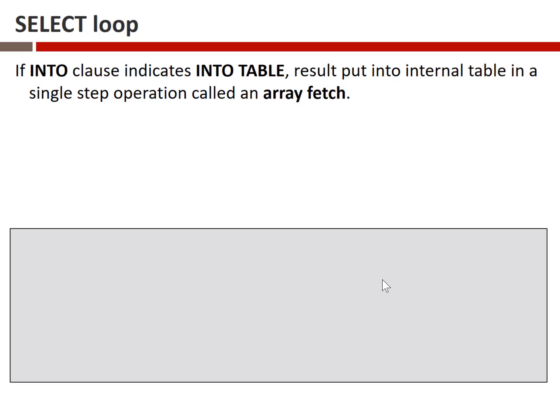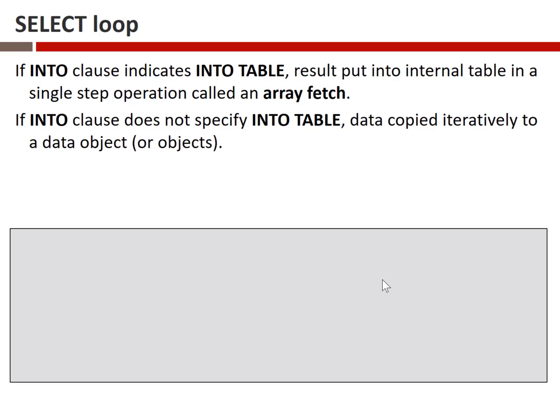What we have seen so far in the select statements that I have shown you is the use of into table. And when we use into table, select goes out, grabs a result set of however many rows that returns, and puts it into an internal table in one operation. So it basically grabs a chunk of data, puts it into an internal table, boom, it's done. That is an operation called an array fetch. And it is very, very computationally efficient.